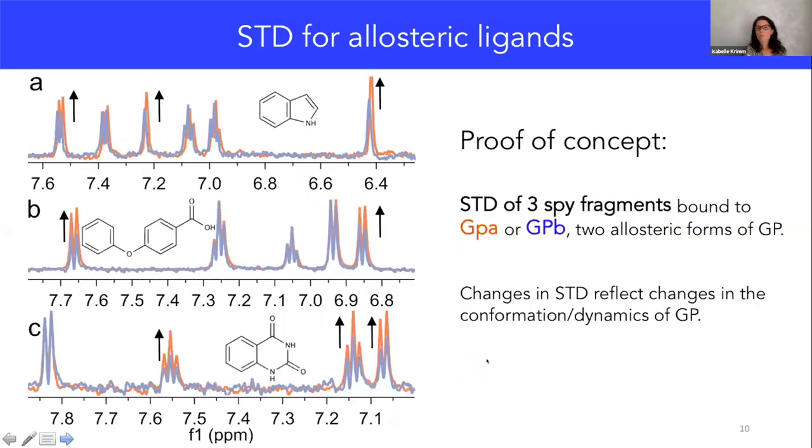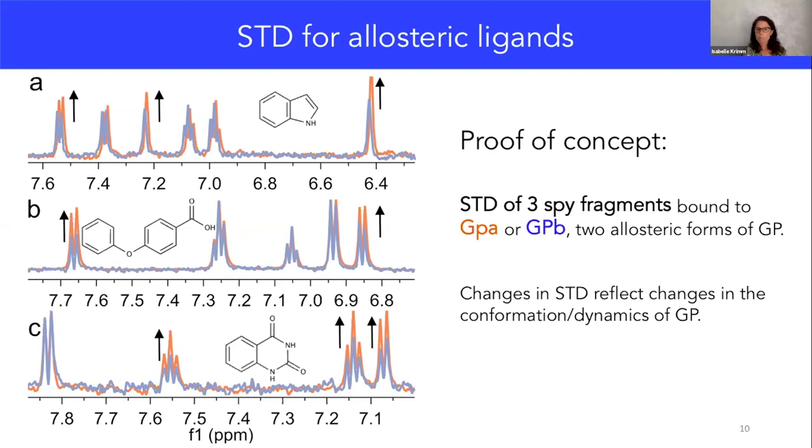So as a proof of concept, the first thing is to look at the STD of fragments in the different allosteric forms. This is just a comparison of the STD of three spy fragments bound to GPA and bound to GPB, because there are two allosteric forms of the protein. And as you can see on this figure, indeed you have different intensities.